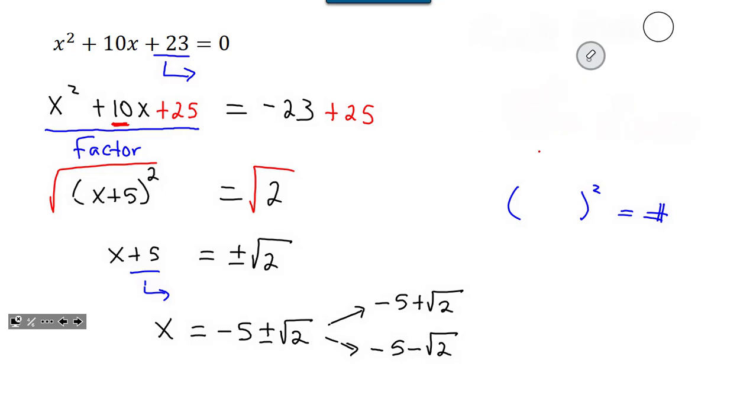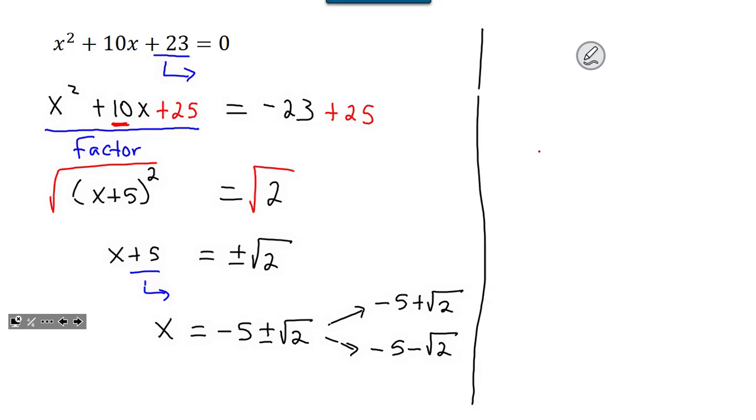So I just want to show you with a comparison over here on the right hand side of the screen. If I chose to do this problem with the quadratic formula, then my A would be 1, as we said a minute ago. My A would be 1, my B would be 10, and my C would be 23. I'd have to go back to where I had it x squared plus 10x plus 23 equals 0.